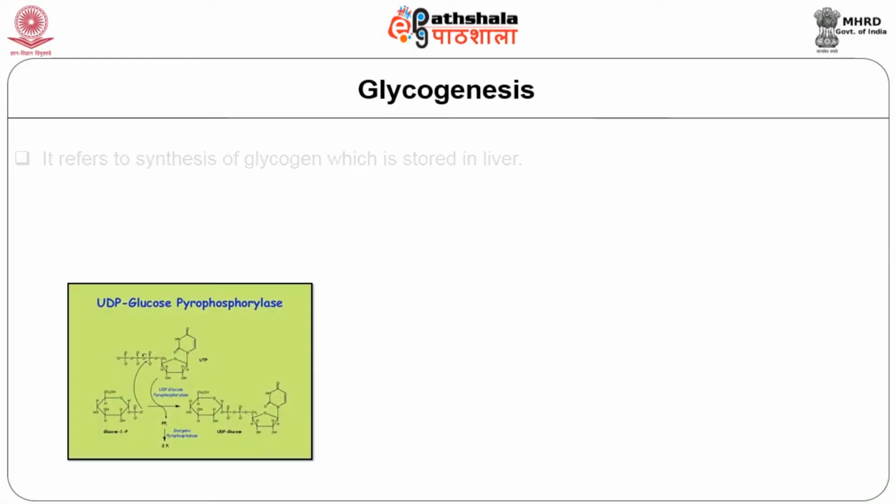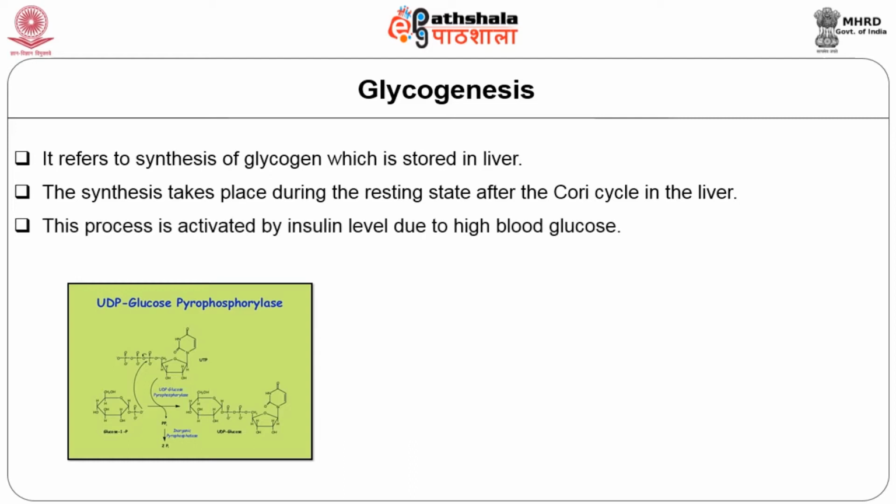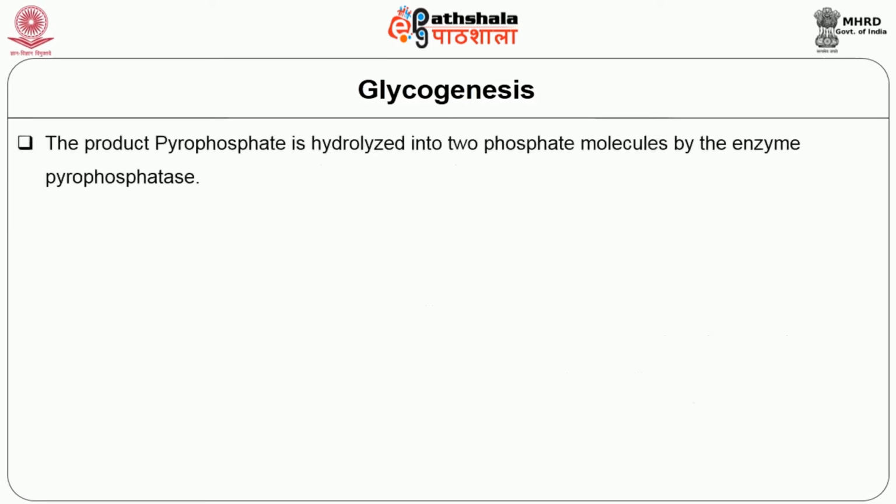Glycogenesis. It refers to the synthesis of glycogen, which is stored in the liver. The synthesis takes place during the rest cycle after the Cori cycle in the liver. This process is activated by insulin level due to high blood glucose. Glucose is converted to glucose 6-phosphate. The enzyme mutase converts G6P to glucose 1-phosphate, which is then converted by the enzyme UDP glucose pyrophosphorylase to UDP glucose. The product pyrophosphate is hydrolyzed into 2 phosphate molecules by the enzyme pyrophosphatase.